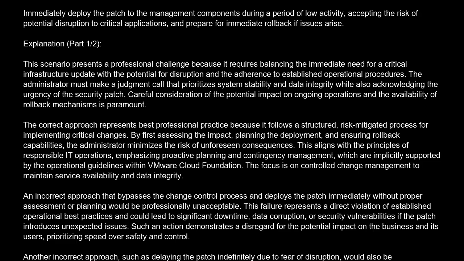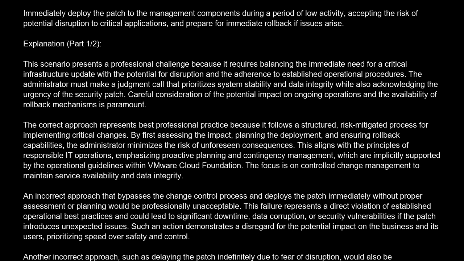Explanation. This scenario presents a professional challenge because it requires balancing the immediate need for a critical infrastructure update with the potential for disruption and the adherence to established operational procedures. The administrator must make a judgment call that prioritizes system stability and data integrity, while also acknowledging the urgency of the security patch. Careful consideration of the potential impact on ongoing operations and the availability of rollback mechanisms is paramount.